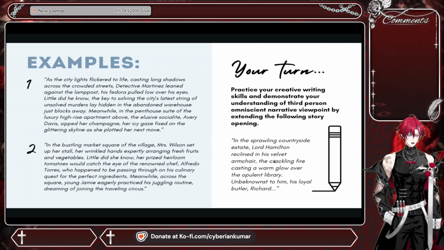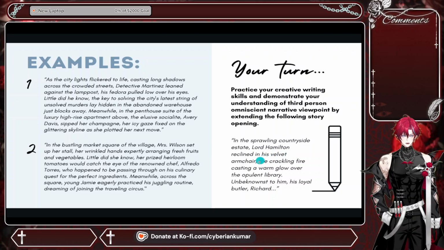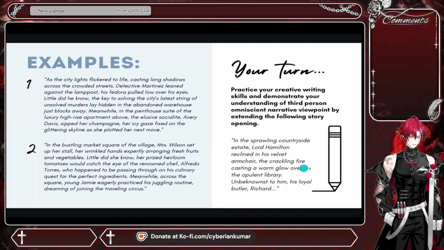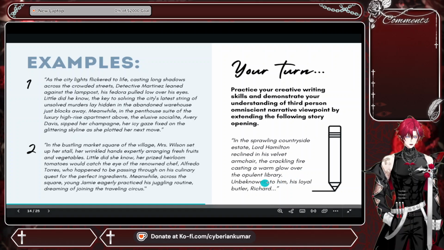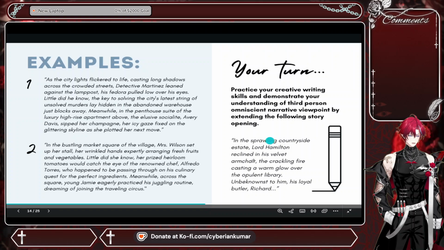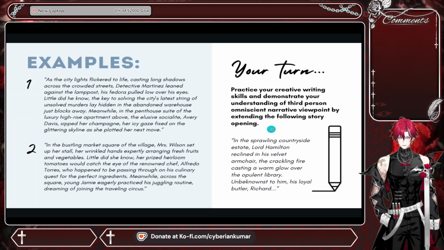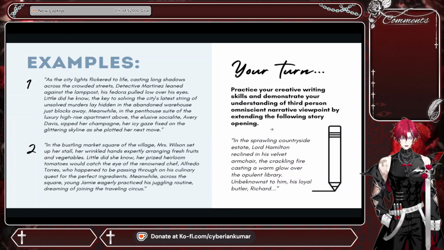You could pause the video and try this out. This is the start of the paragraph: In the sprawling countryside estate, Lord Hamilton reclined in his velvet armchair, the crackling fire casting a warm glow over the opulent library. Unbeknownst to him, his loyal butler Richard... And now you could continue what this narrative turns out to be, right? You could practice this and see how your writing skills go.